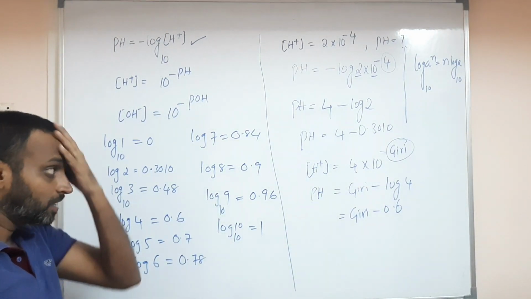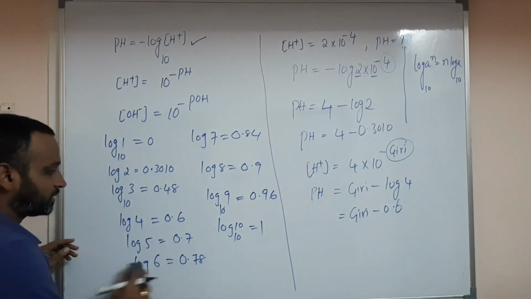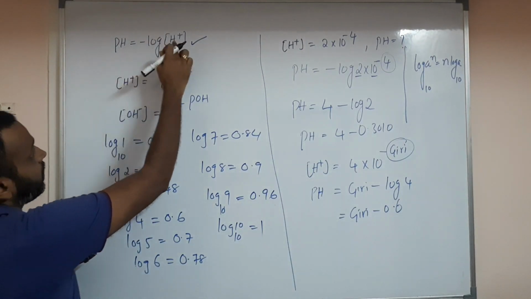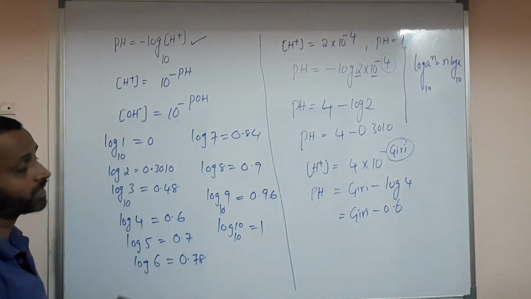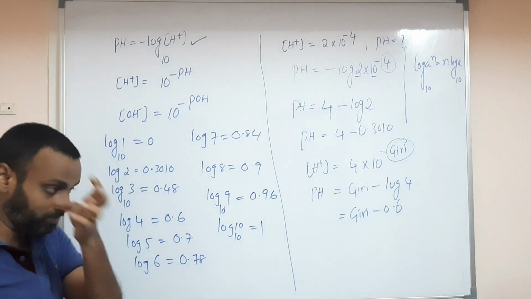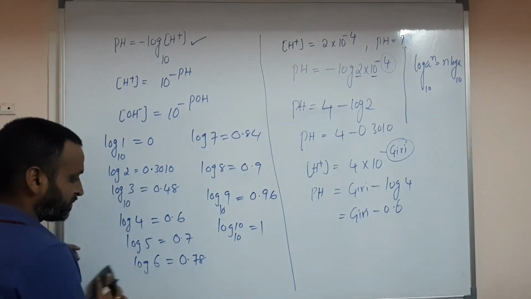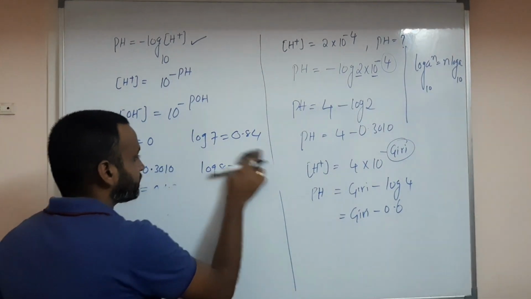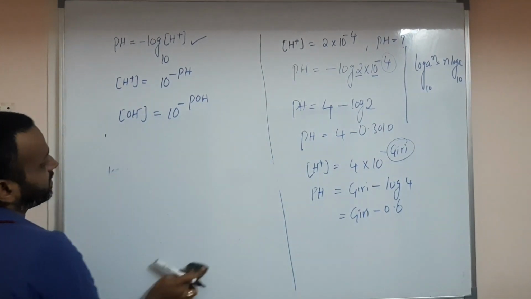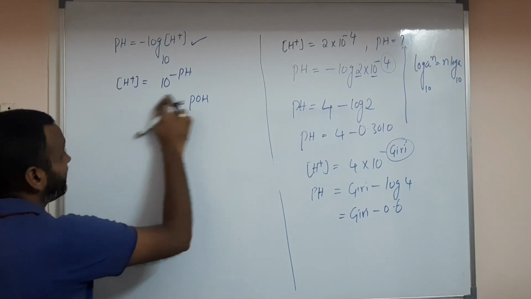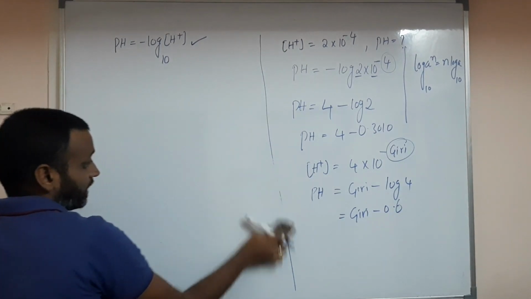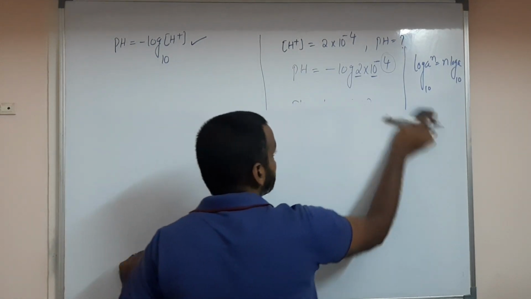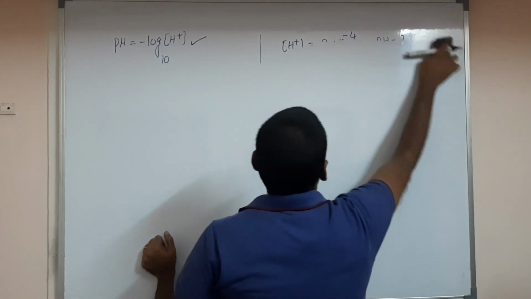Understood, sir? Now, how to do anti-logarithms? Because if they give pH and ask for the H plus concentration, then anti-logarithms are required. Please write down all these things. Okay, thank you. Now I want these values badly, I have to write them again. But you have written already. Those values are very, very important for us.